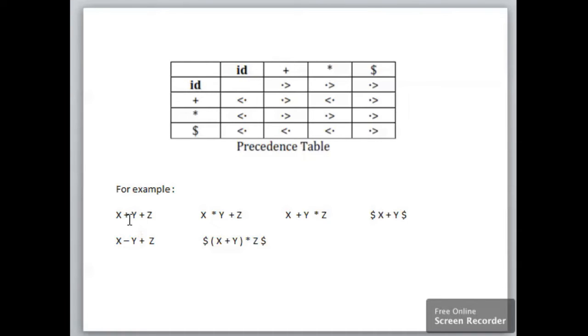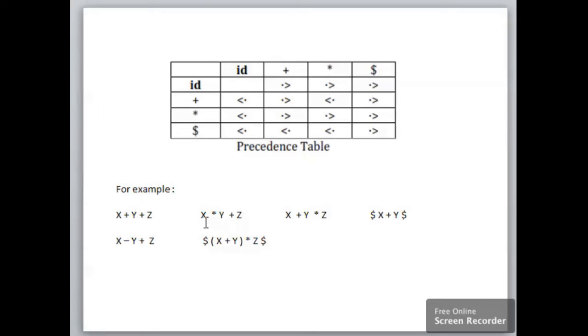I have put some examples over here. For example, x plus y plus z. X, y and z are obviously ids that we have already solved. So what is remaining now? Operators, that is plus and plus. Based on the left associative rule, the left hand side plus would be solved first. So this would have a higher precedence, so we put a greater than sign. You can see it over here. Plus and plus, the left hand side would be solved first, that's why it would be greater than.